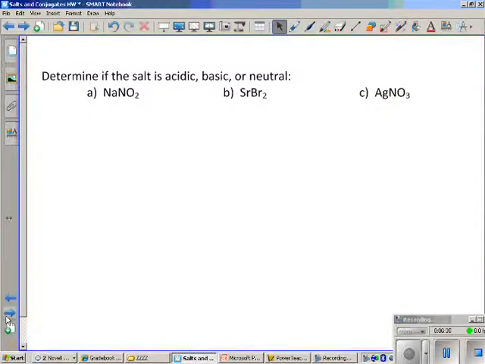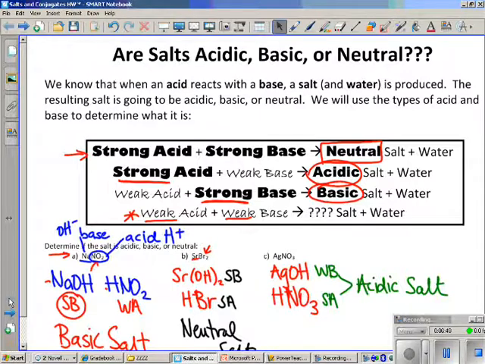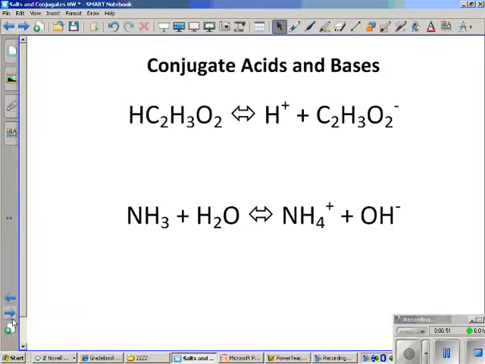Okay? All right, so let's go on to this slide. So determine if the following salts are acidic, basic, or neutral. Okay, those different ones. Those the same ones we just did? Oh yeah, never mind. I don't know why there's another slide.